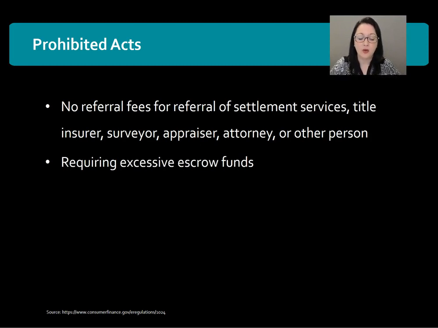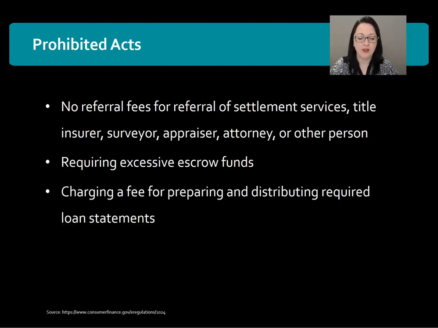Also, a lender cannot require excessive escrow funds. So they can't require the borrower to put 5 to 6 months cushion in their escrow account. Typically, it's 1 to 2 months. Also, a prohibited act is charging a fee for preparing and distributing the required loan statements. So a lender can't charge a borrower to send out the loan estimate because that's a required statement.